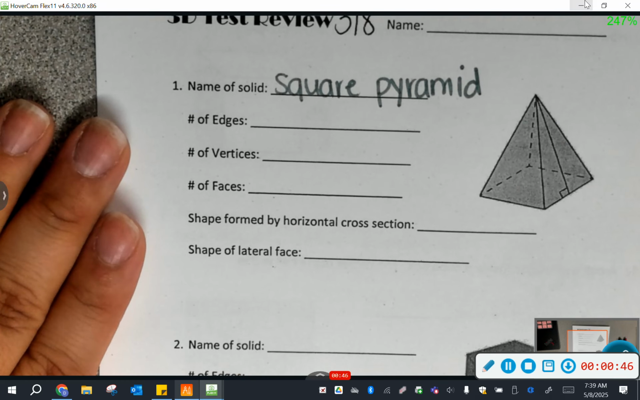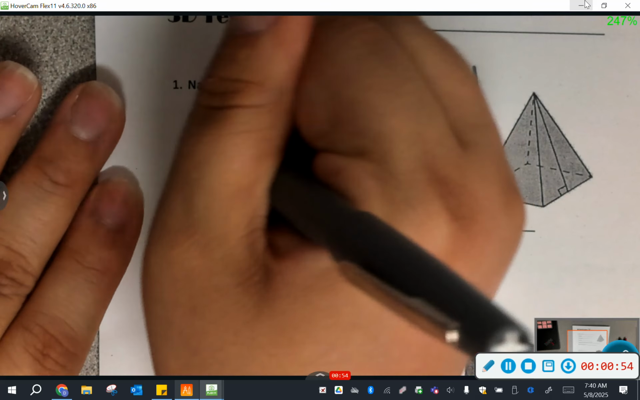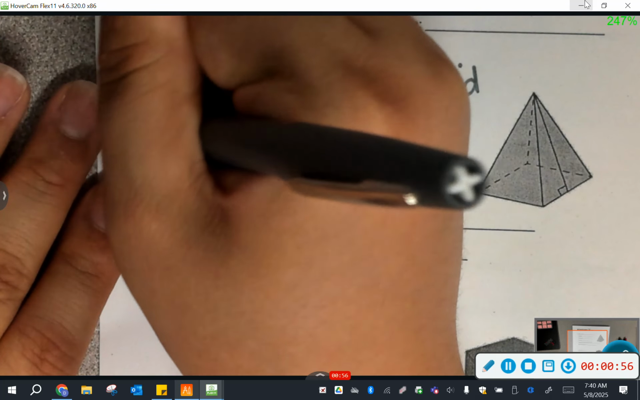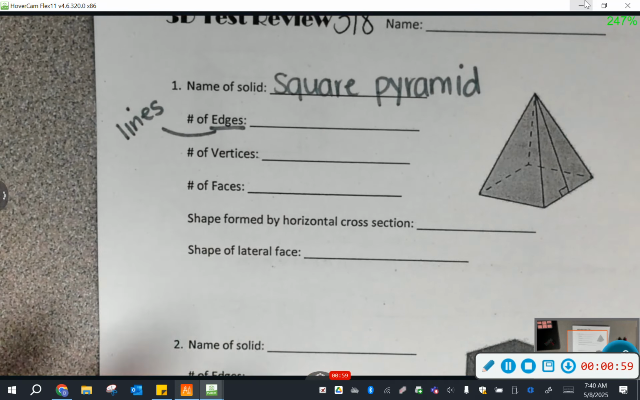How many edges? What does this word edges mean? Where the sides connect. They are the lines that you see. Somebody asked a really good question. They're like, what about this line in the middle? That's not an edge. Okay, that just happens to be there. But edges it has is 1, 2, 3, 4. And then on the bottom, 5, 6, 7. You should have gotten 8 edges.